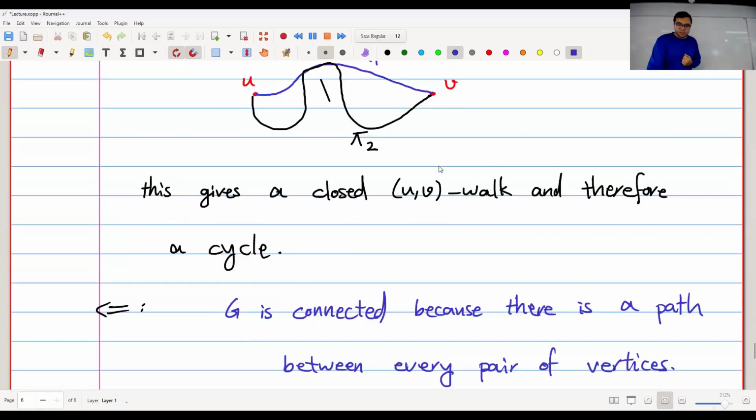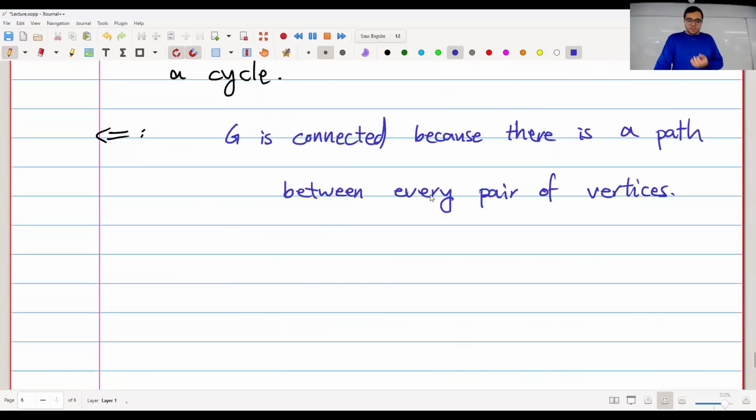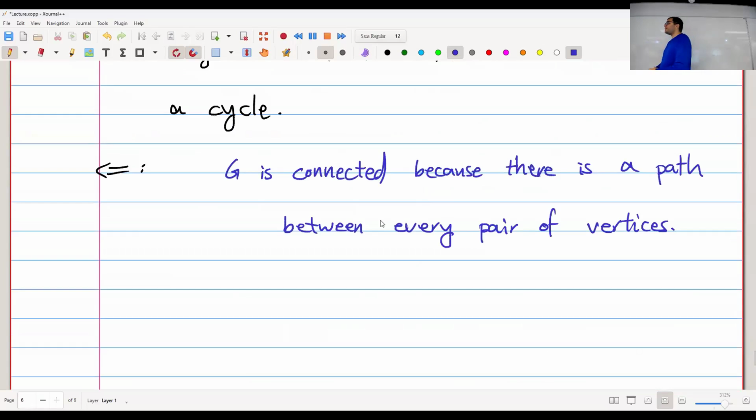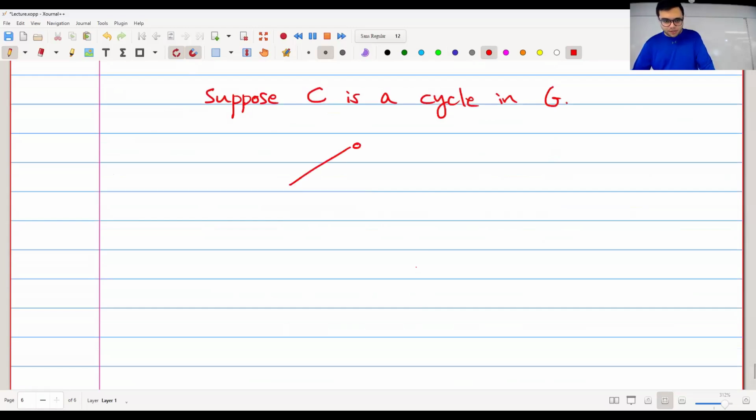Now I need to prove one more of these two properties to show that it's a tree, right? It's quite hard to say it has n-1 edges, but it's actually easy to show that it has no cycles, right? So why can't G have a cycle? Let's prove that by contradiction. Okay, so I want to say G has no cycles. I say suppose C is a cycle in G. Okay, so I have, let's say, this cycle in G.